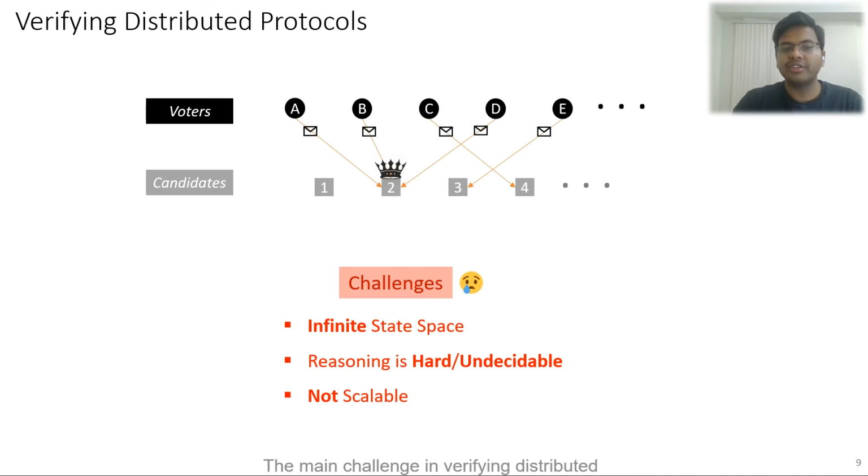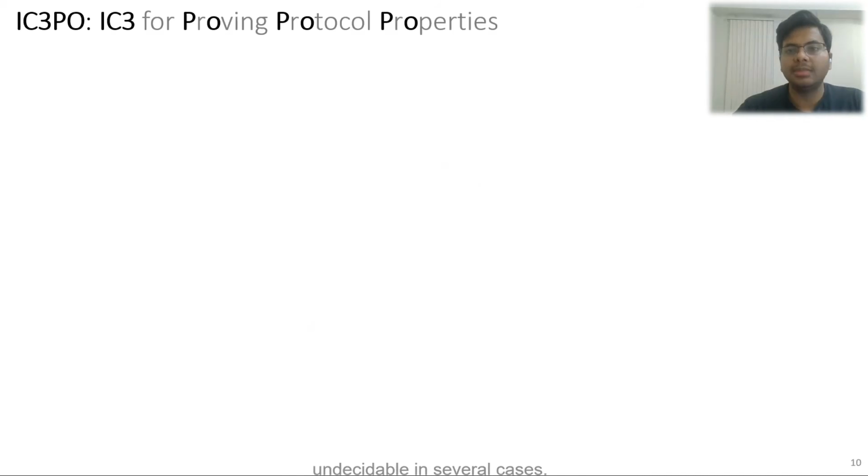The main challenge in verifying distributed protocols is that the domain is infinite. That is, we want to verify for any number of voters and candidates, and this results in the state space being infinite as well. Therefore, automatically verifying them becomes impractical very quickly, with automated reasoning becoming undecidable in several cases.